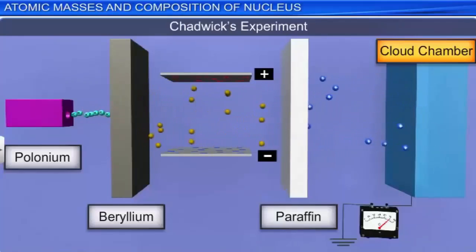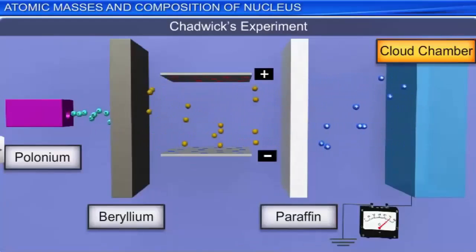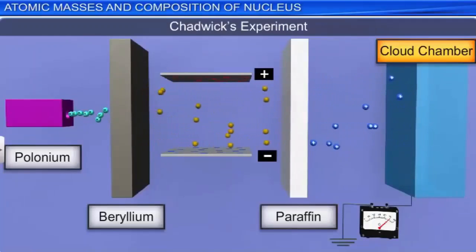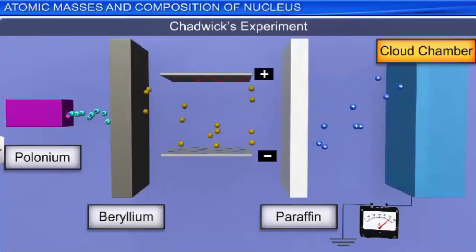Initially, it was assumed that the neutral particles emitted were photons. But the neutral particles were able to knock off protons from the paraffin wax. Studies showed that to knock off a proton, a photon should possess huge energy. But the neutral particles observed in the experiment possessed much lesser energies. Yet, they were able to knock off the protons from the paraffin wax.